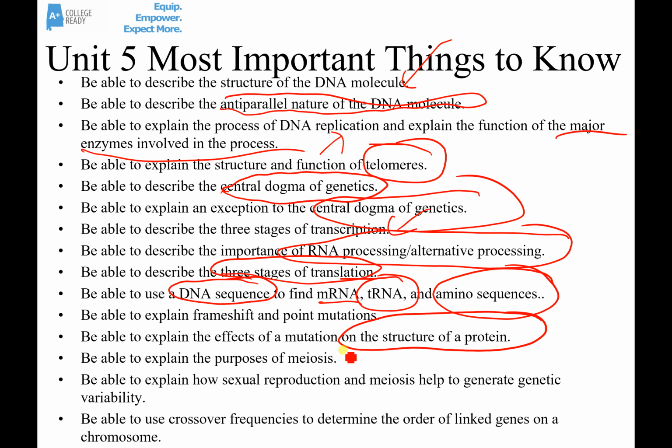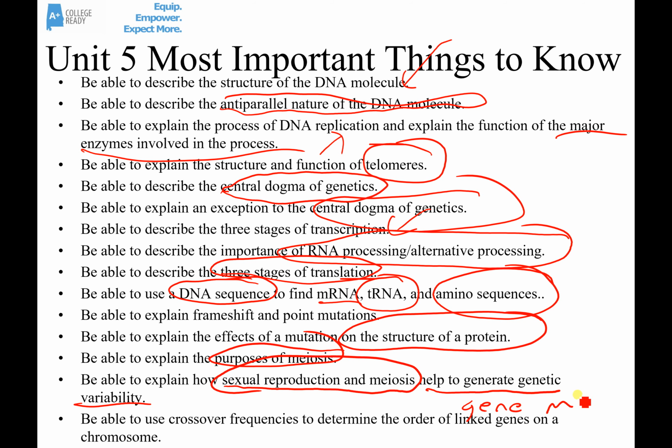Be able to explain the purposes of meiosis, and also, maybe more important than that, be able to explain how sexual reproduction and meiosis work together to generate genetic variability, which then acts as almost like a foundation for the process of evolution. Finally, be able to use crossover frequencies to determine the order of linked genes on a chromosome. So this is a gene mapping kind of activity. And there's some sample problems included within this unit. All right, so that's it for our Unit 5 overview.